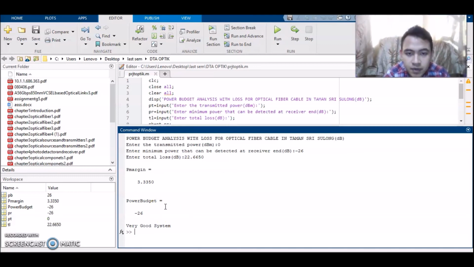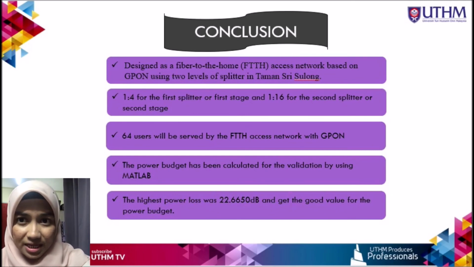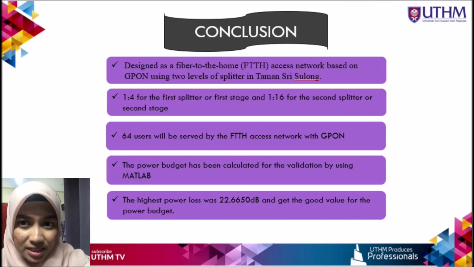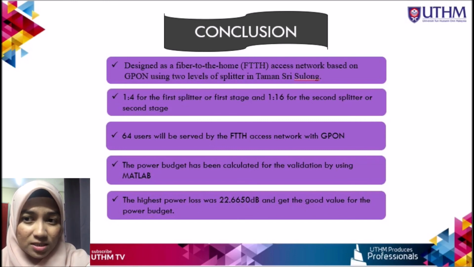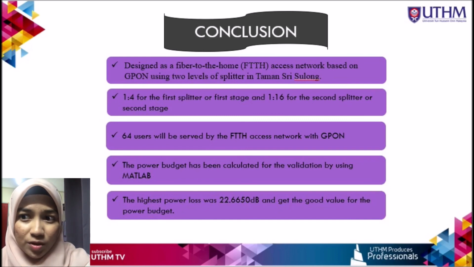From this, we can see that the fiber optical system in Taman Sisulong is very good, from user number 1 until user number 64. So we can conclude this project has been designed as a fiber to the home FTTH access network based on GPON using 2 levels of splitters in Taman Sisulong, which is 1:4 for the first splitter or first stage and 1:16 for the second splitter or second stage. The first splitter will be installed in the junction box for the splitter or fiber splitter box itself, while the second splitter will be installed to the end users. By design, in this project 64 users will be served by the FTTH access network with GPON.